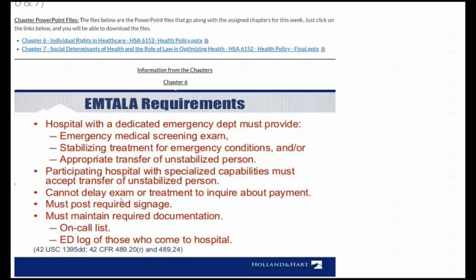Today, EMTALA continues to affect physicians and hospitals nationwide in a number of ways. Compliance is especially important for physicians and their emergency departments to ensure both quality and safety for patients and hospitals.